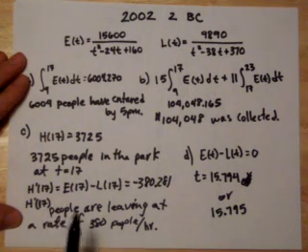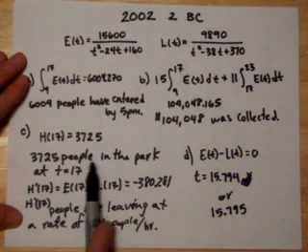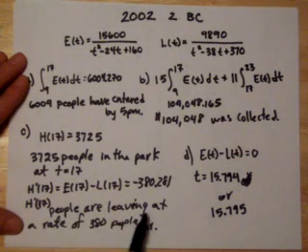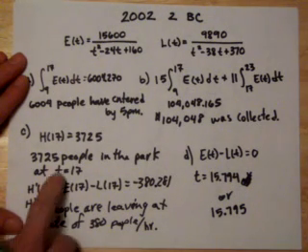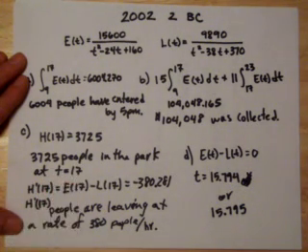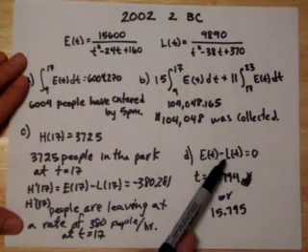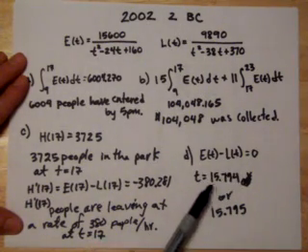2 points for the meanings, so this is the number of people in the park at this time, and this is H of 17. 1 point for that. People are leaving at a rate of 380 people per hour. And minus 1 if there's no reference to t equals 17. Should also probably have at t equals 17 here. 2 points for D, 1 for setting E of t minus L of t equals 0, and 1 for the answer.